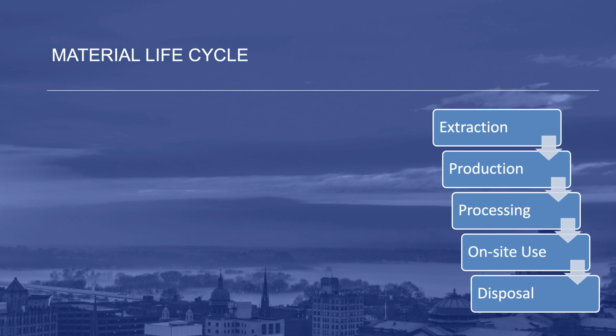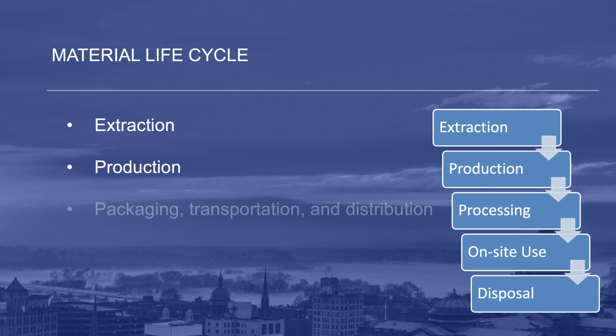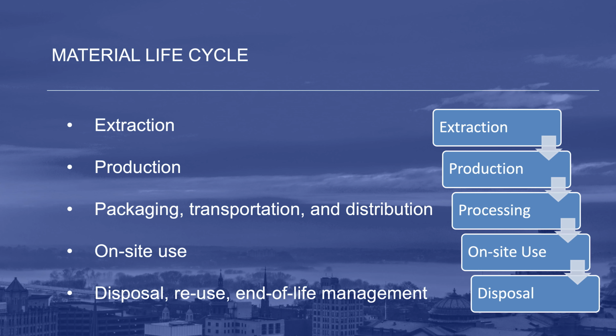First, let's talk about a material's life cycle. Material life cycle refers to the stages material products go through from creation to disposal or reuse. It encompasses extraction of raw natural resources to create products, the production of finished products, packaging, transport, and distribution of the products, on-site use of the products, and then finally, disposal, reuse, or end-of-life management.